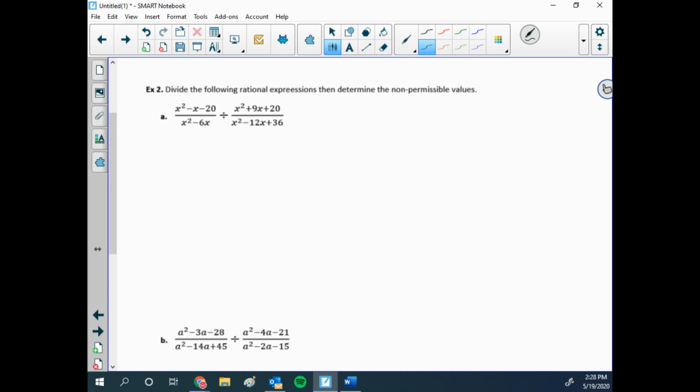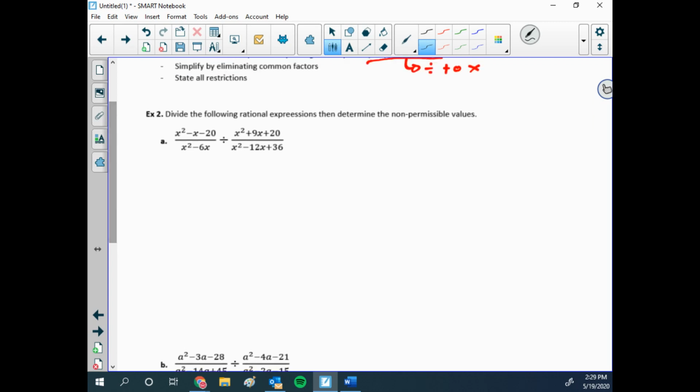First step above there was to factor. So I'm going to factor the numerator here with the shortcut a is equal to 1. I'm looking for two numbers that multiply to negative 20 but add to negative 1. That would be x minus 5, x plus 4. The denominator is x squared minus 6x. So I can take out an x and I'd be left with x minus 6.